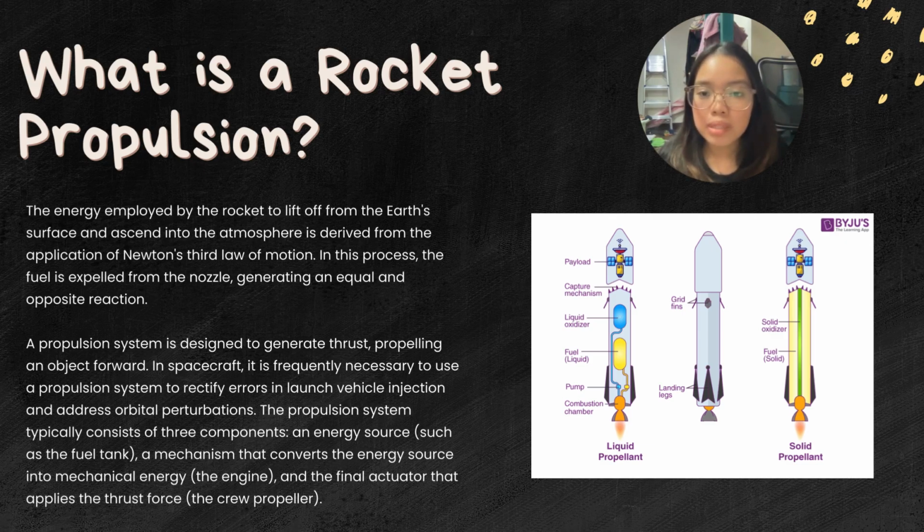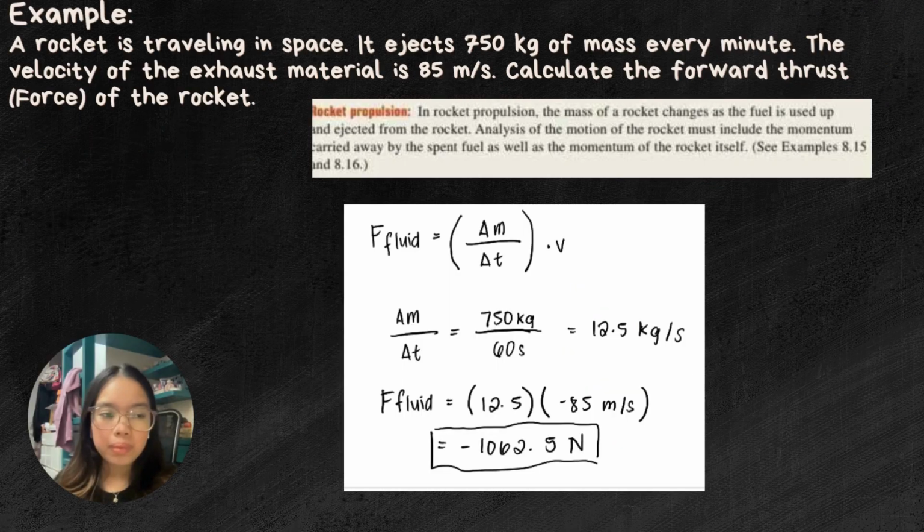A propulsion system is designed to generate thrust, propelling an object forward. In spacecraft, it is frequently necessary to use a propulsion system to rectify errors in launch vehicle injection and address orbital perturbations. The propulsion system typically consists of three components: an energy source, such as the fuel tank; a mechanism that converts the energy source into mechanical energy, the engine; and the final actuator that applies the thrust force, the propeller.